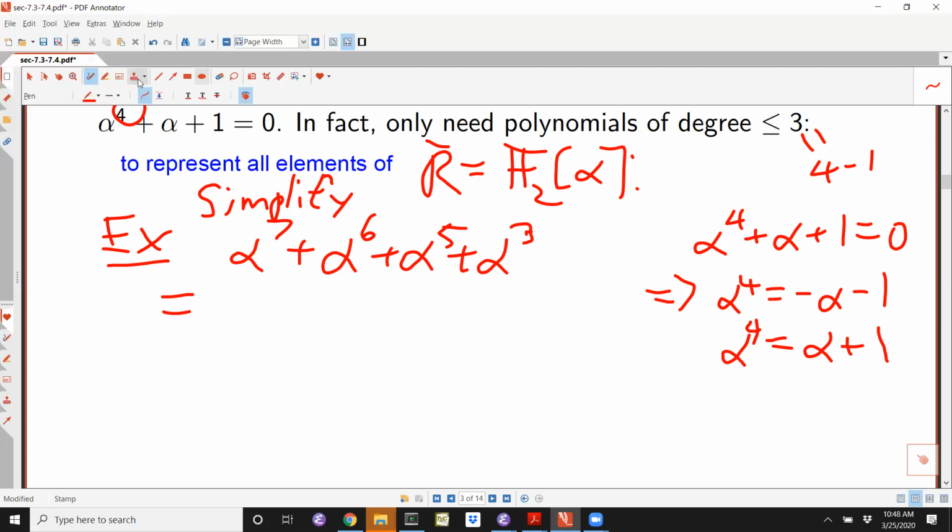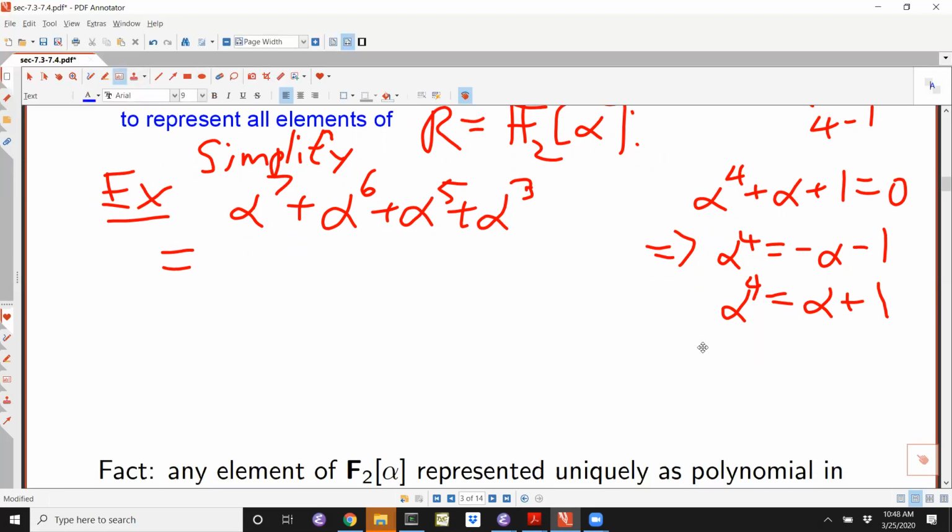Yeah, so why, again, why is that? Why do we get that? Why do those minuses become pluses? That's because all coefficients are taken mod 2.